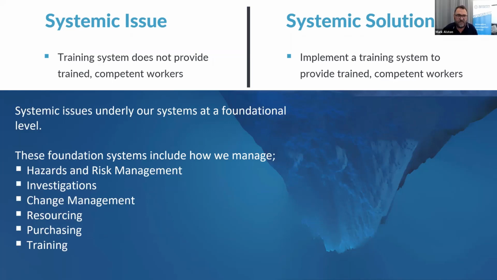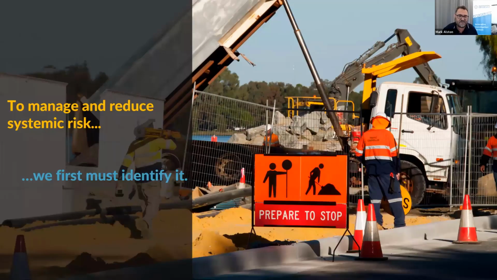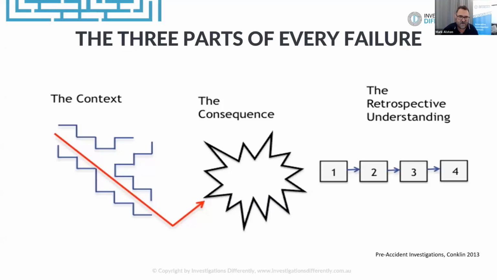And to reduce systemic risk, we need to identify it. Now, to identify systemic risk, we've got to get into the context of normal work. So this is from one of Todd's books, Pre-Accident Investigation. I highly encourage people, if you haven't read this, to read it. And Todd talks about the context being the most important part we can learn.